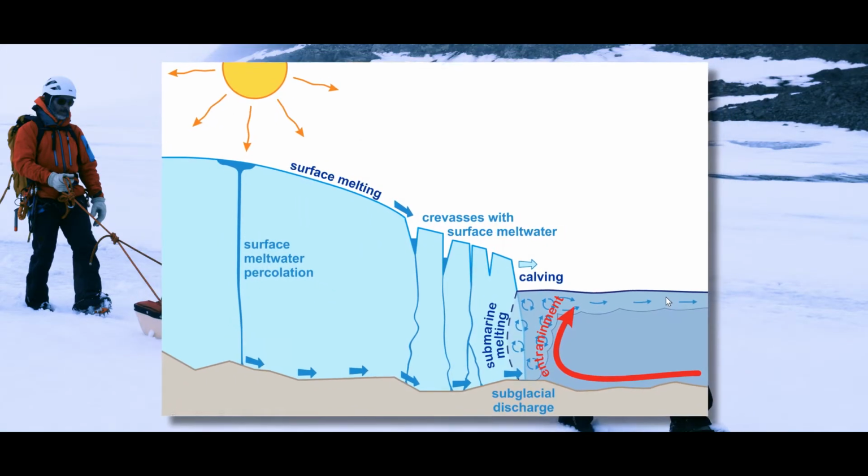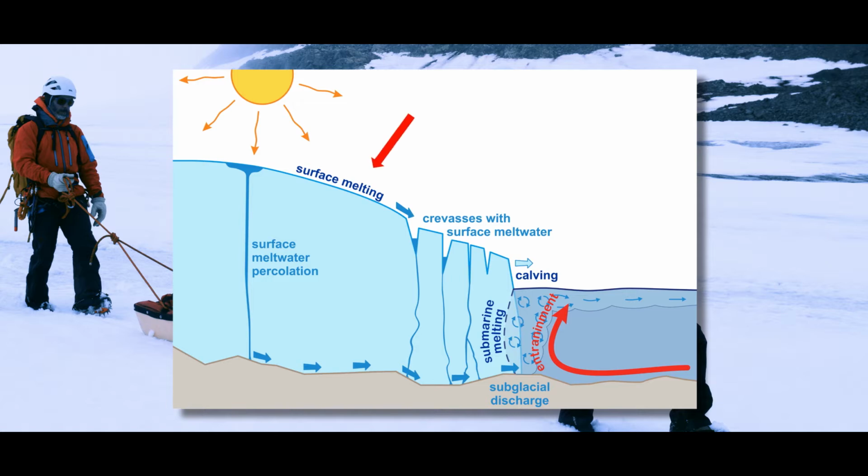The meltwater produced at the glacier surface reaches the bed through crevasses and moulins and flows subglacially towards the fjord. This freshwater flux entering the fjord is commonly known as subglacial discharge, and it will be a key control on the submarine melting of the glacial front.